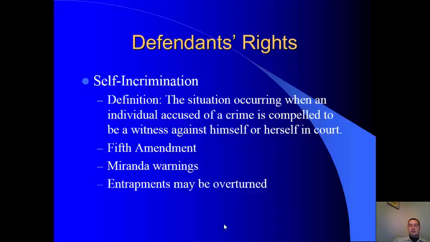You have the right against self-incrimination, so you can't be asked to testify against yourself. You can plead the Fifth Amendment. You can ask for a lawyer as soon as you're arrested. You're given the right to remain silent, the Miranda warnings that we see on every cop show.